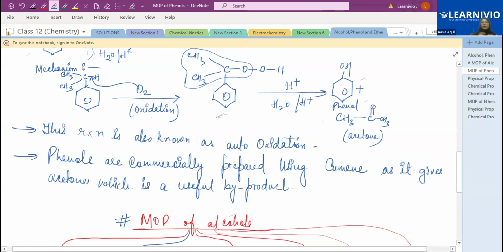This reaction is also known as auto-oxidation. Okay, we also call this reaction auto-oxidation, right? And this is a very important method of preparation of phenol. Why is it very important? Commercially, it is very important. Why? Because in this, the byproduct is acetone. We get a useful byproduct. This acetone has many uses, it is very helpful. So phenols are commercially prepared using this cumene. Why? Because it gives acetone, which is a very useful byproduct.